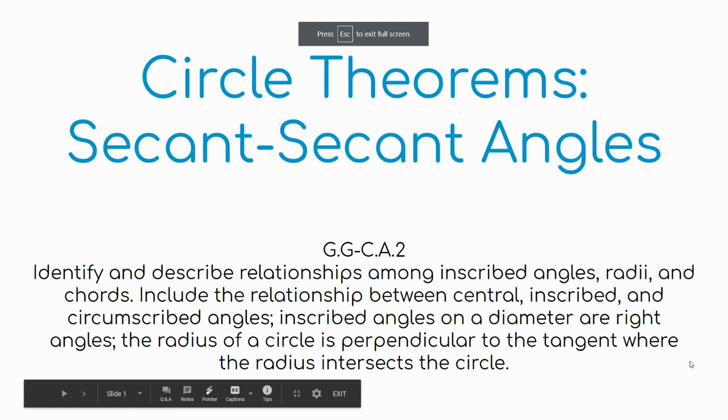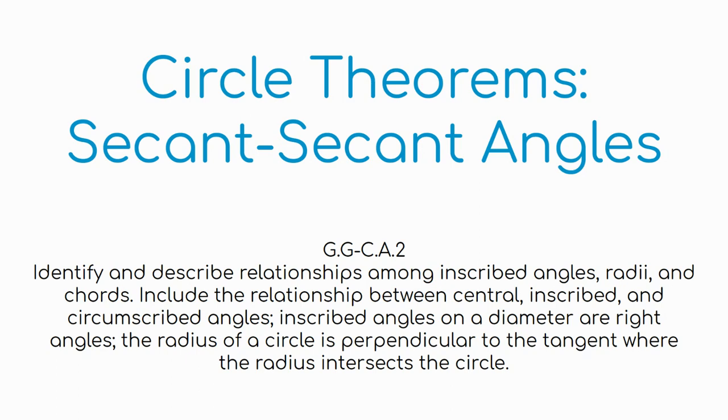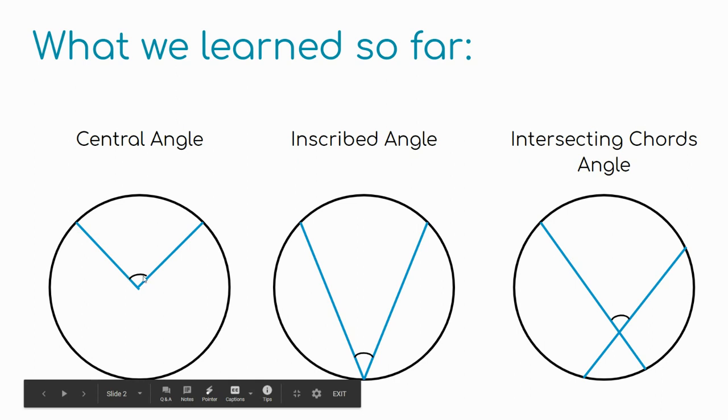Hey guys, so today we're going to learn a new angle called secant-secant. So far we've learned three. We have central angles, where the formula is that the angle is equal to the arc. So this guy, whatever this angle is, say it's 40, the arc is also 40.